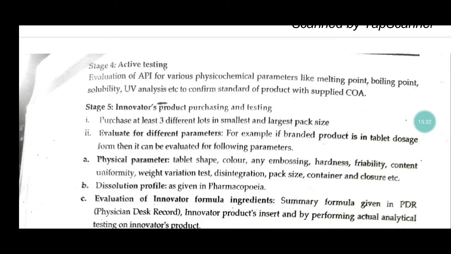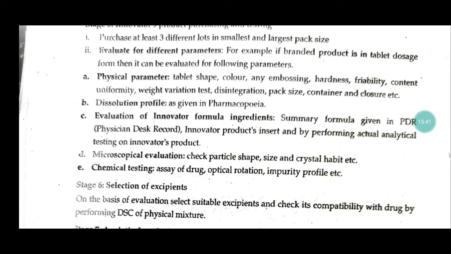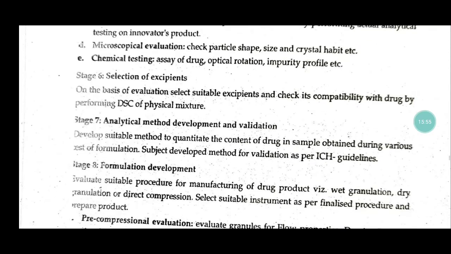And the fifth stage is innovator's product purchasing and testing. In that there are three types: physical parameter, dissolution profile, and evaluation of innovator formula for the ingredients, and microscopical evaluation and chemical testing. Stage 6 is selection of excipients, which excipients might be preferable for the drug. On the basis of suitable excipients, check their compatibility with the drug by performing the physical mixture.